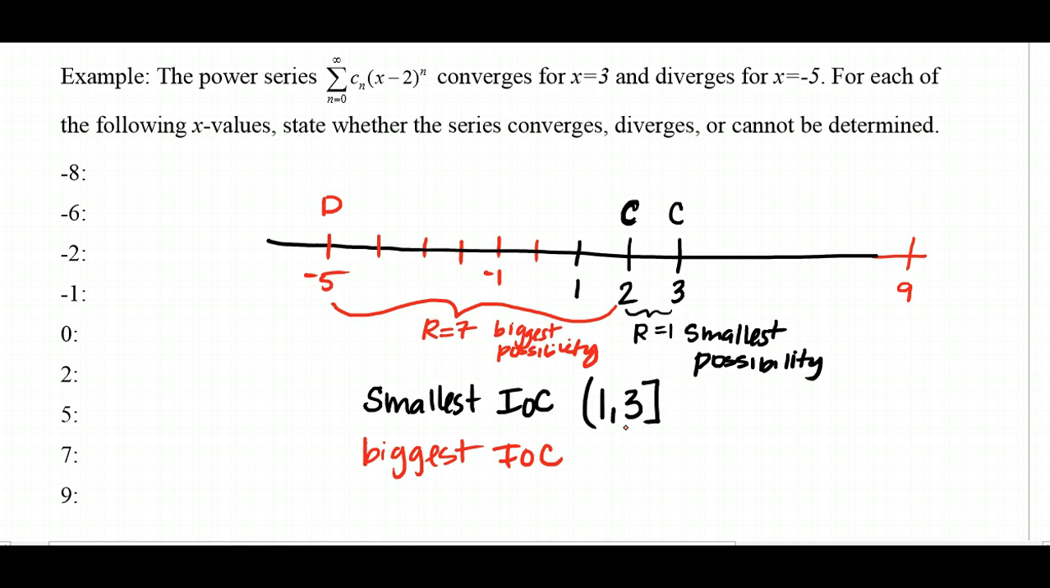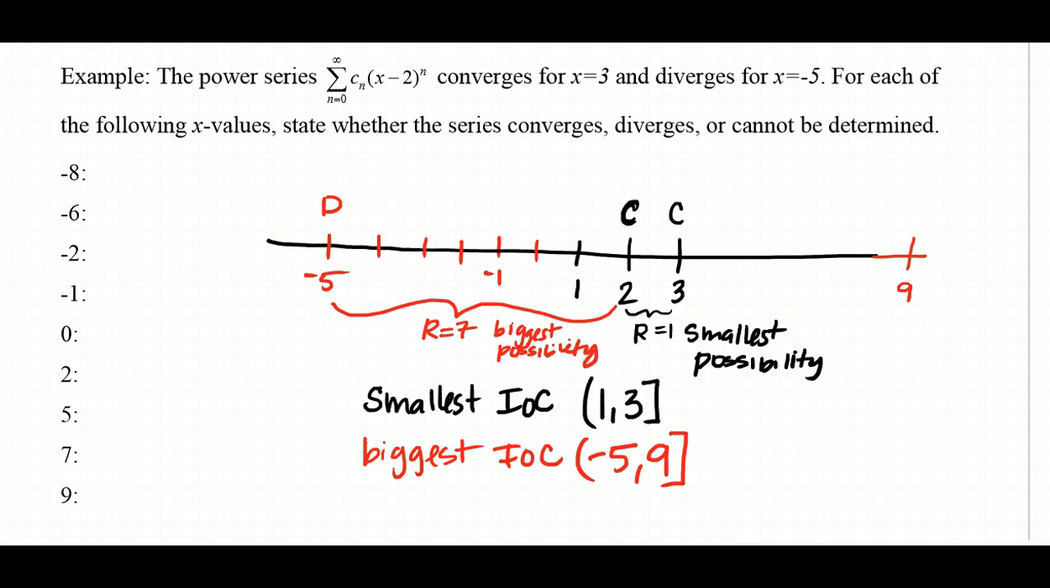So my biggest possible interval of convergence would be from -5, and I know that I don't include -5, all the way up to 9. And I don't know what happens at 9. I could converge, I could diverge, but I want to know the biggest possible interval of convergence. So I could converge at 9, so I'm going to go ahead and include 9 because that's a possibility. That's the biggest possible interval of convergence.